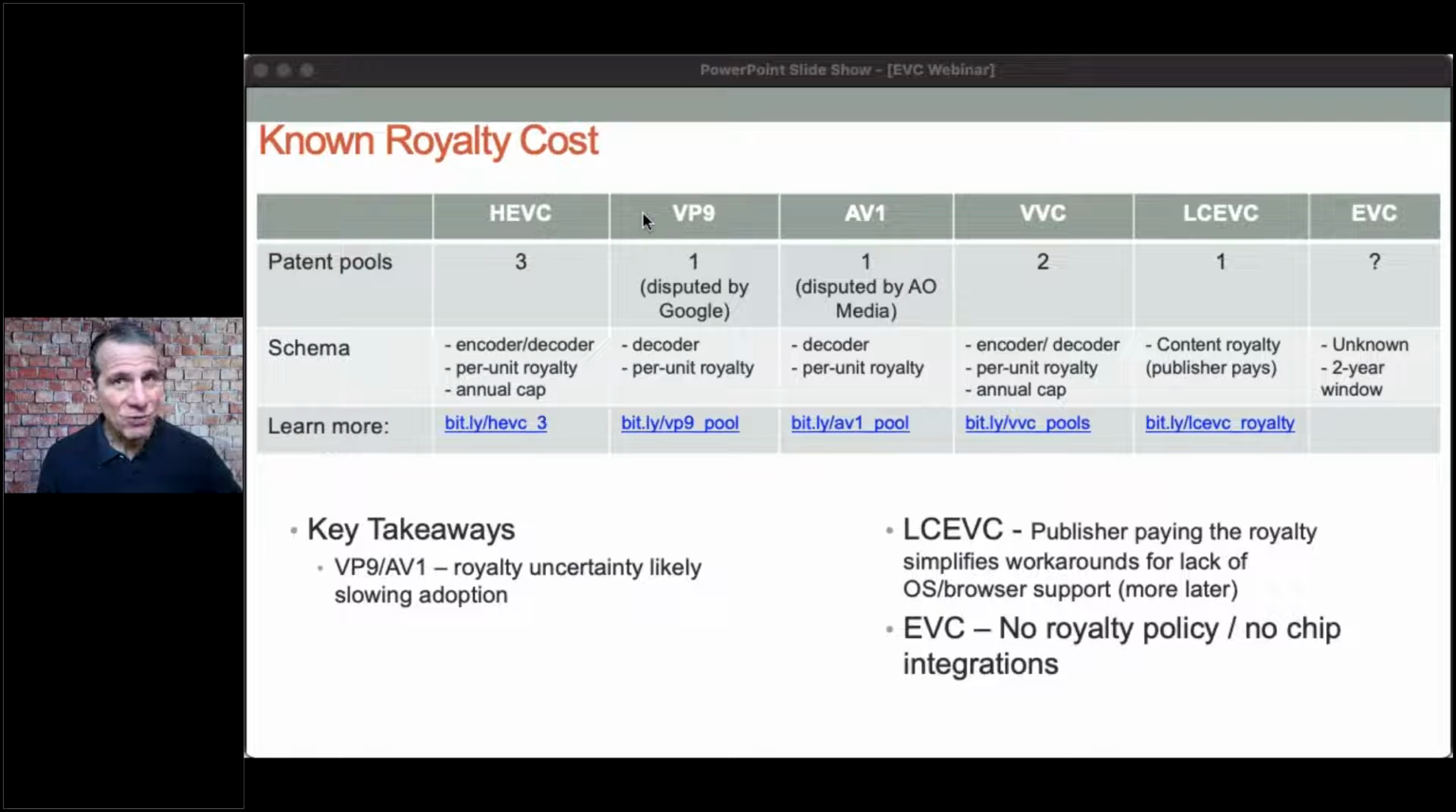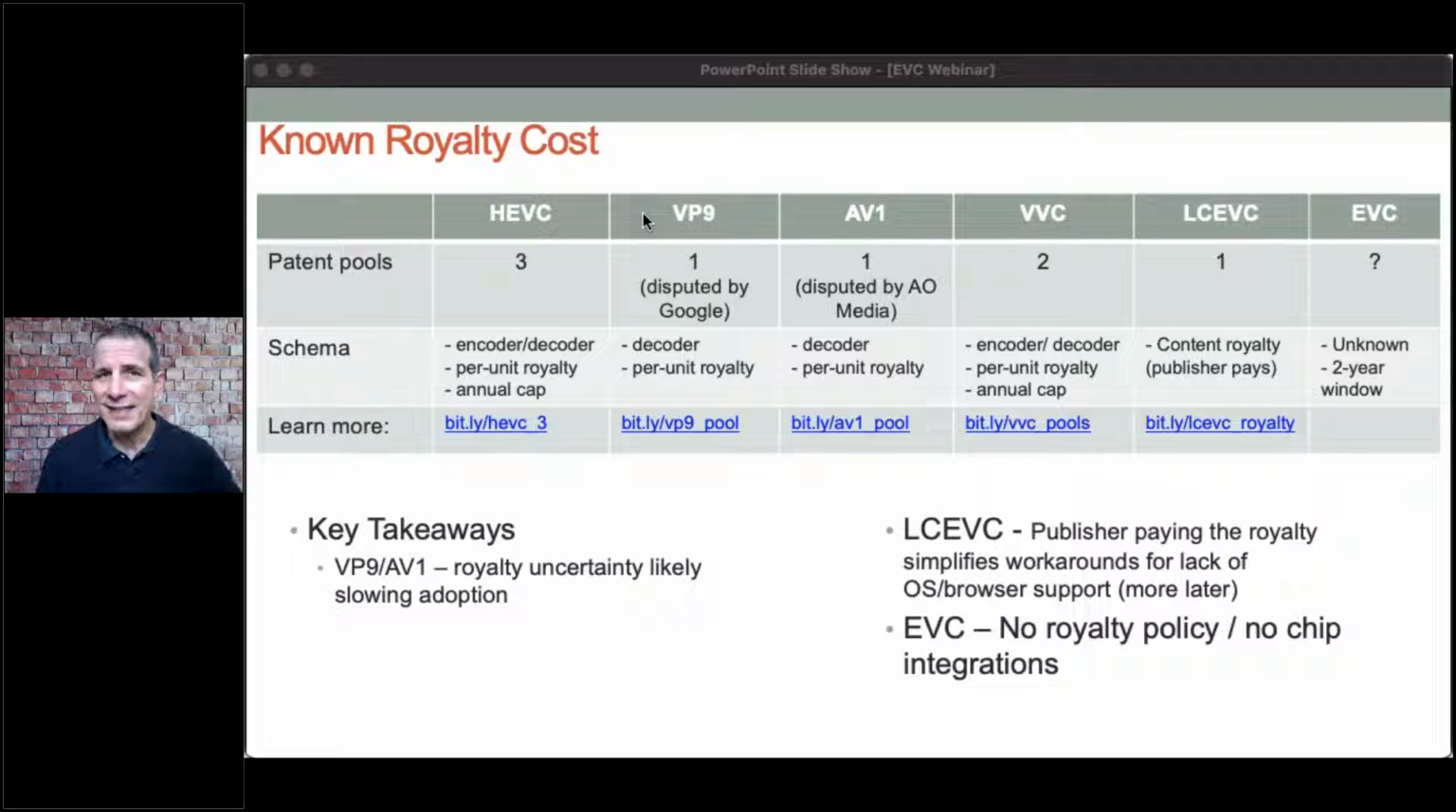Now, LCEVC, we'll look at their royalty structure in a moment. They have a content royalty that the publisher pays. And the theory there is, while the publisher is getting the benefit of the reduced bandwidth cost and or the improved quality of experience, they should be the ones paying the royalty. And because the implementers, the player side and the encoder side, don't have to pay the royalty, maybe they'll deploy LCEVC much more quickly. That's the theory. We'll cover it more in a second.